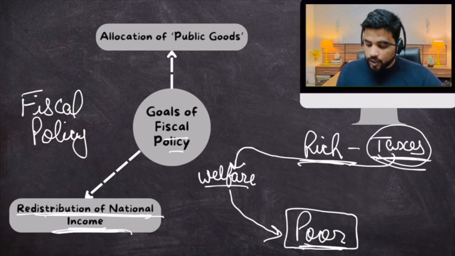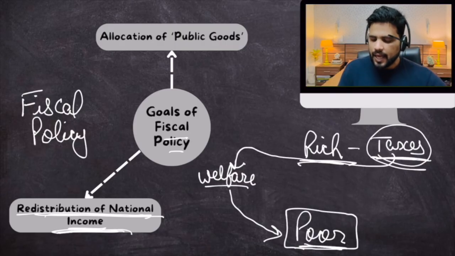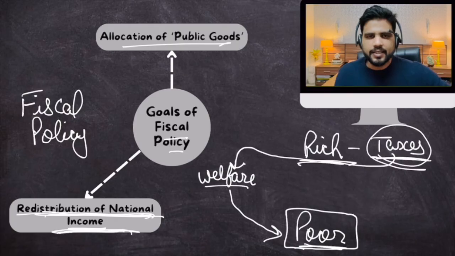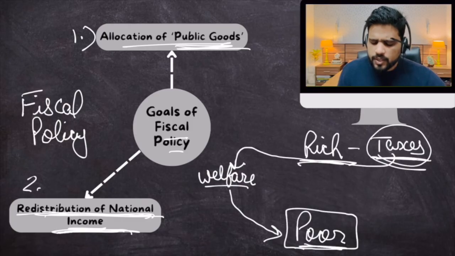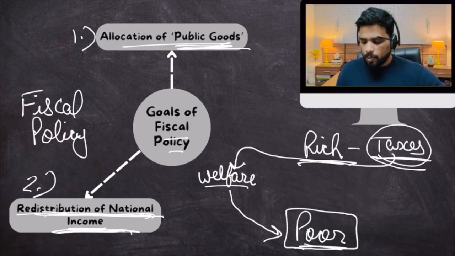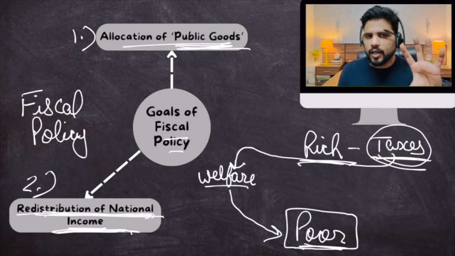Now we'll come to the third and the most important and a little technical goal of fiscal policy. Please pay close attention because this part is a little technical. Allocation of public goods, redistribution of national income was all very easy. As long as you know the definition of public goods, goal number 1 was easy to understand. Goal number 2 is very easy to understand. But goal number 3 is a little technical. So please give me your 100%.